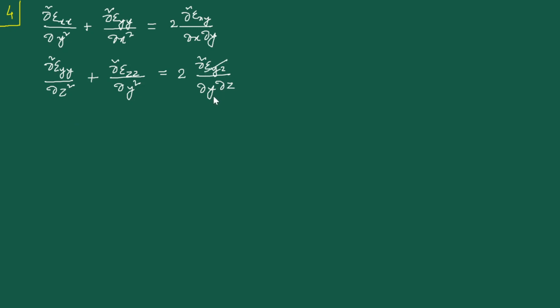We have also seen that epsilon yy, because it is a function of sigma xx and sigma yy, which in turn are functions only of x and y, has no z dependence. Therefore, when we differentiate epsilon yy with respect to z, it gives us 0. So this term vanishes, and the other term is also vanishing. So this is just giving us that del square epsilon zz del y square is equal to 0.